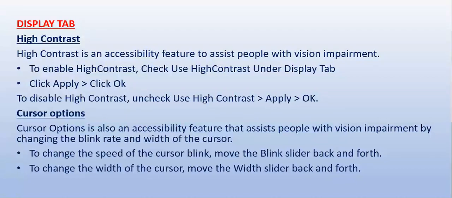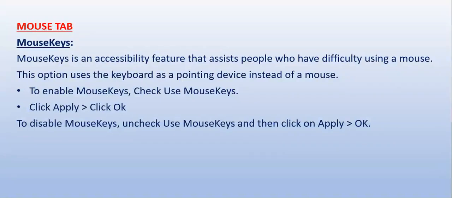of the cursor. To change the speed of the cursor blink, move the blink rate slider back and forth. We will notice the cursor blinking at various speeds. And to change the width of the cursor, move the width slider back and forth. Then we will notice the width of the cursor is changing.